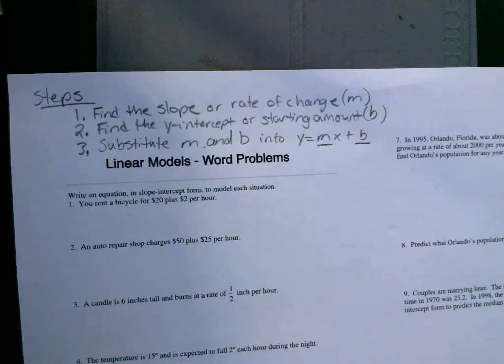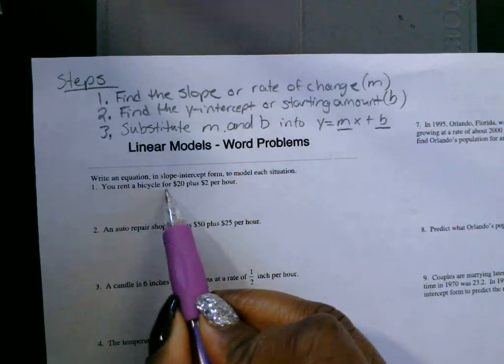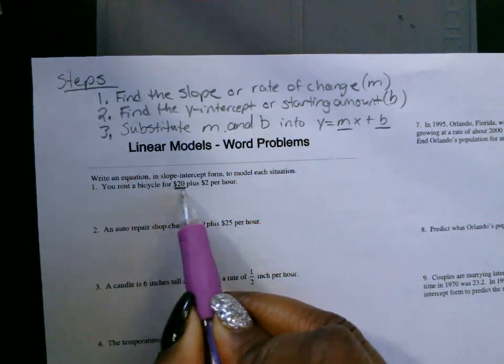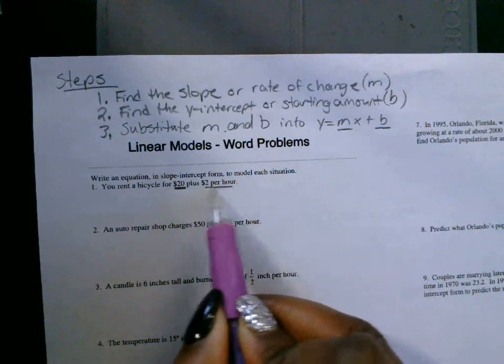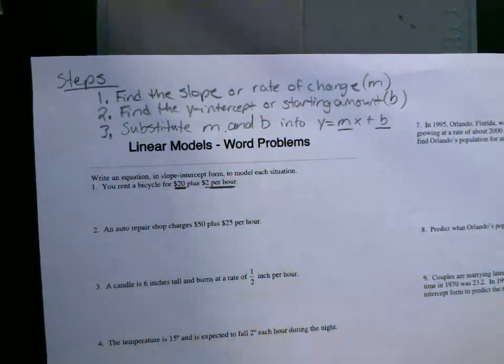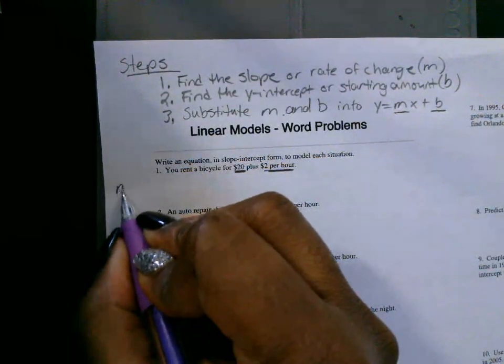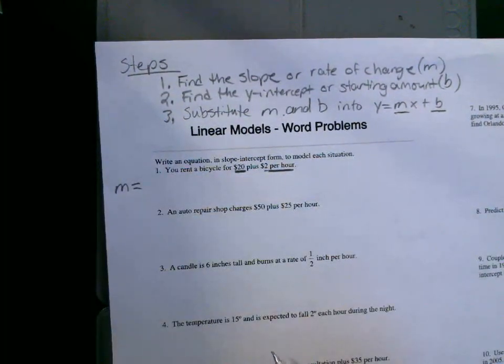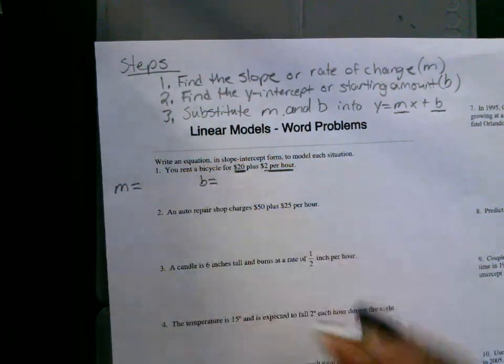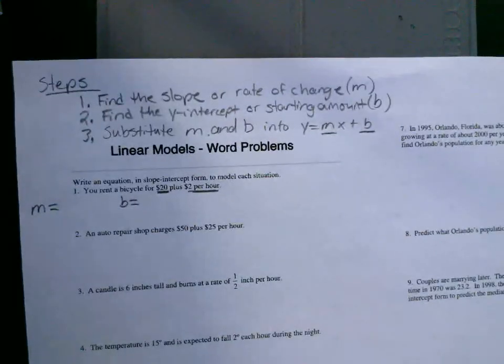Okay, good people. We're going to read. Watch Miss Reyes. It says, you rent a bicycle for $20 plus $2 an hour. So you have to decide which one of these is going to be the rate of increase or decrease and which one is going to be the starting amount. I want you to guess which one of those numbers is going to be the slope or the rate, M, and which one's going to be the starting amount, B.